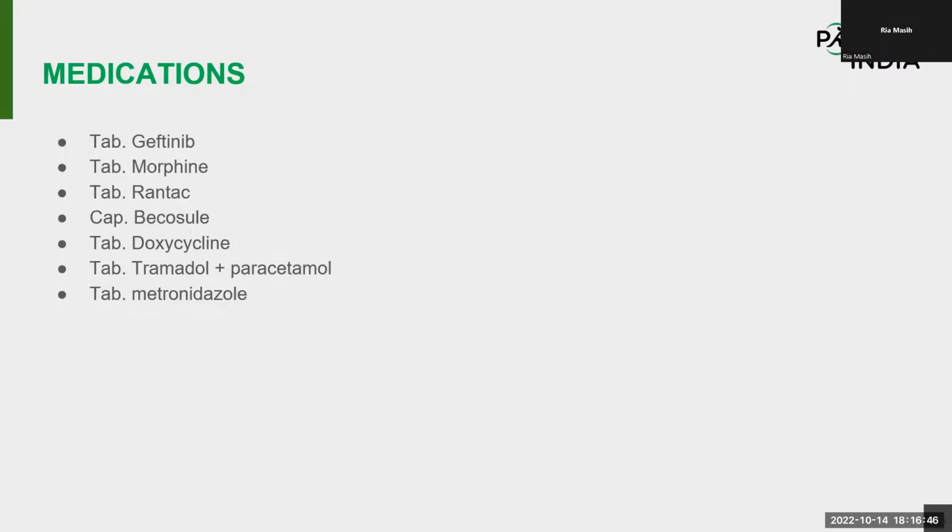Medications: gefitinib, morphine, Rantac, Bicosol, and doxycycline have been started from the nearby regional cancer center, as our setup doesn't have narcotic licenses. A tablet of tramadol and paracetamol and metronidazole dressings were done from our end.